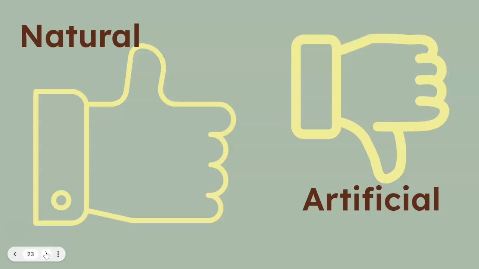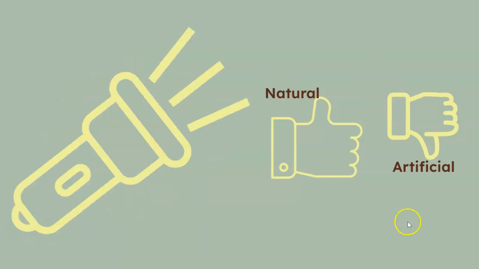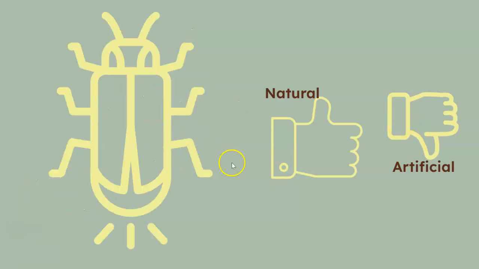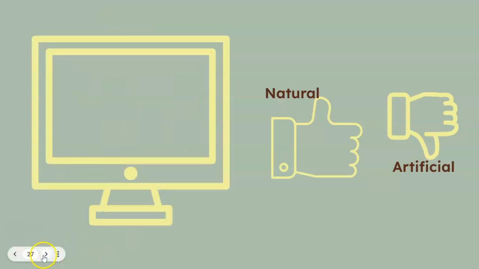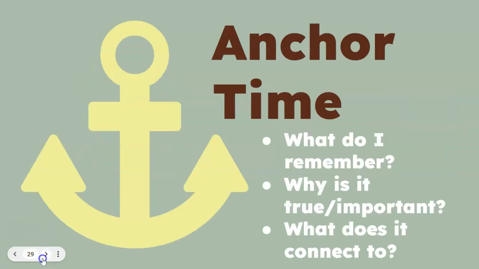So put your thumbs up if it's natural. Put your thumbs down if it's artificial. So just do this at home. The sun, is that natural or artificial? Ding, ding, ding, it's natural. Very nice. What about a flashlight? Artificial. What about a lightning bug? Natural. What about a TV monitor or computer screen? Artificial. A volcano. Natural.